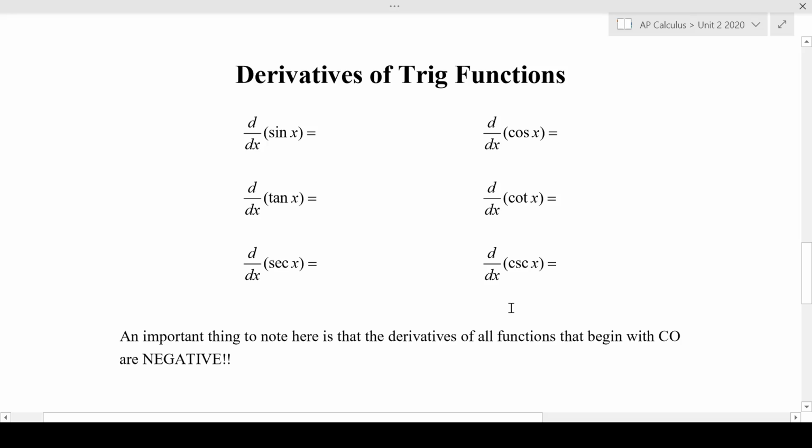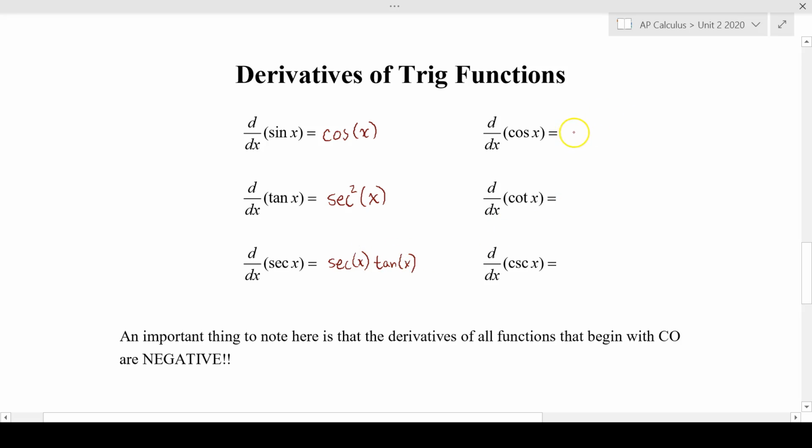Okay, so on the back of the page is just a list of the derivatives. I don't think I'm going to spend the time. Actually, you know what? I will spend the time to do this. So let's go ahead and do this. The derivative of sine x is cosine x. The derivative of tangent x is secant squared x. And the derivative of secant x is secant x tan x.